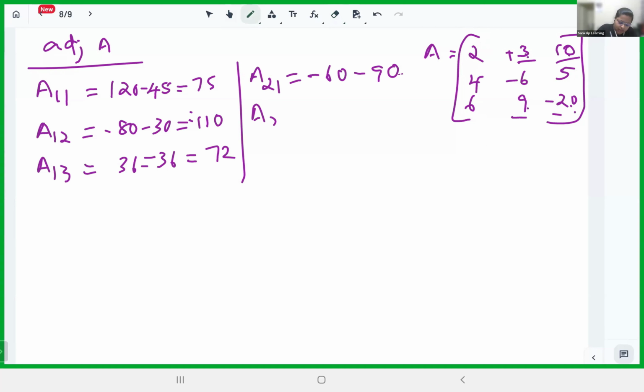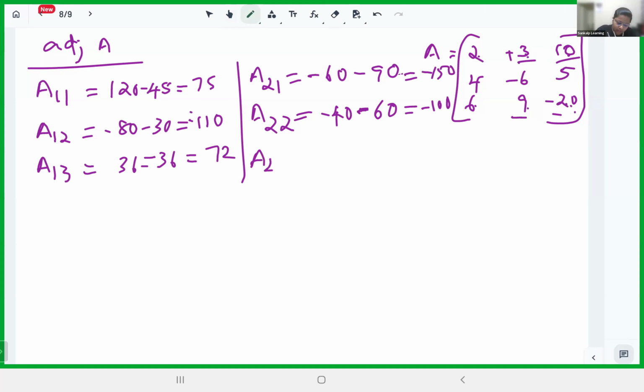So A22, what is A22? A22 means you have to delete the second row and second column, right? Second row and second column should be deleted. So what is remaining? 2 into minus 20 is minus 40 and 6 into 10 is 60, so already a minus is there, so minus 60. So what is the answer here? This one will become 150, and this one will be minus 100.